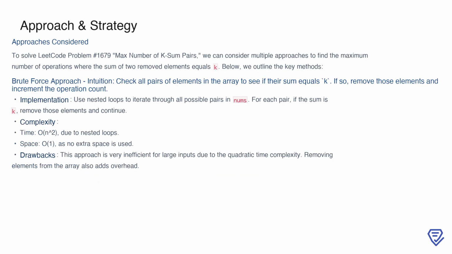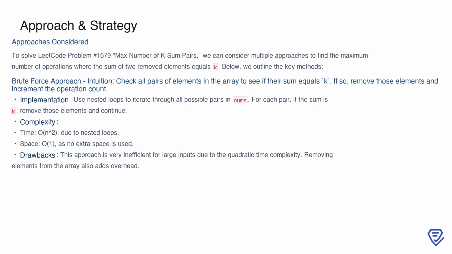To solve the problem of finding the maximum number of operations where the sum of two removed elements equals k, we can start by considering a brute force approach. The intuition here is straightforward. We systematically check all possible pairs of elements in the array to see if their sum equals k. If a valid pair is found, those elements are removed, and the operation count is incremented. This can be implemented using nested loops that iterate through every combination of numbers in the array.